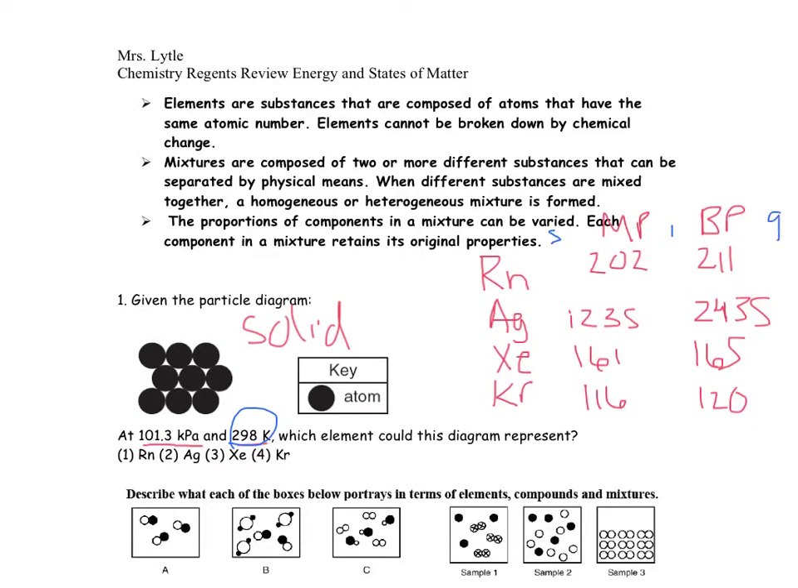So the number 298 will fall here. So this means that radon is a gas. Now silver, 298, will fall over here. So silver is a solid, and then we have xenon, which is a gas, and krypton is a gas. So the only solid here is silver. So silver would be the best answer.